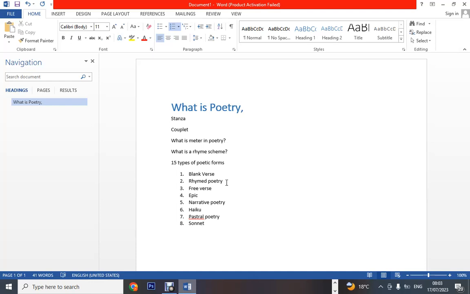Sonnet. These are pastoral. It has to be pastoral. Okay, then the sonnet. A sonnet is a 14-line poem typically concerning the topic of love. Sonnets contain internal rhythms within their 14 lines. The exact rhythm depends on the style of the sonnet. Okay, sonnet is basically love.